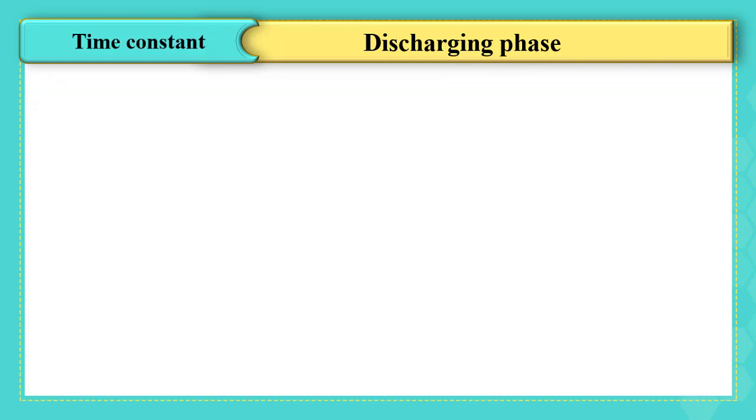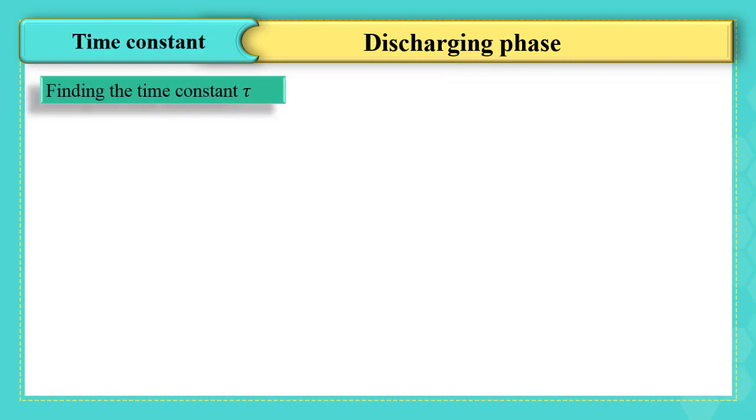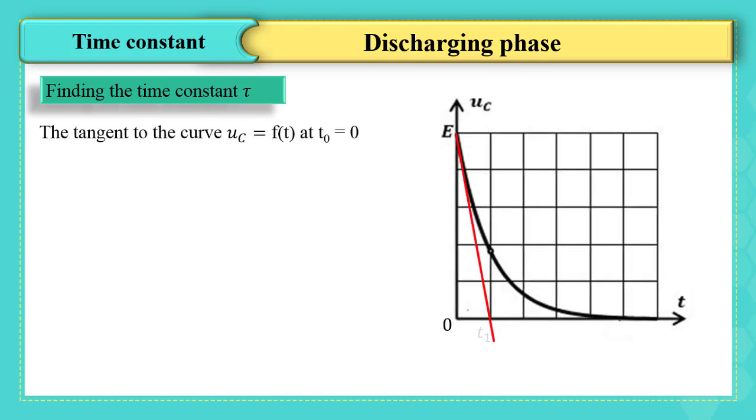Finding the time constant tau. To find the time constant tau, we are going to find the slope of the tangent to the curve UC at t0 equals 0 using two methods. In the first method, we are going to use the expression UC equals E exponential minus t over tau. And in the second method, we are going to find graphically the slope of the tangent.